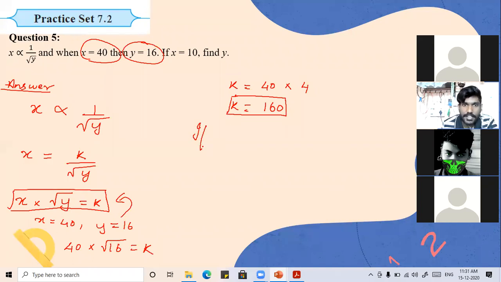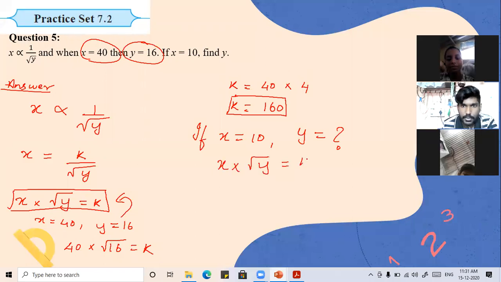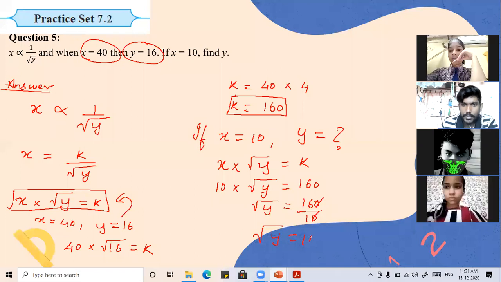Now in the question it is said if x is 10, we have to find out the value of y. Now we'll use our equation x into root of y equal to k. Substitute the values. X is 10. Y we have to find out, so keep root of y as it is. And k is 160. Take 10 on the other side, it will get divided by 160. So this is 160 divided by 10. 0 and 0 will get cancelled. So you'll get root of y equal to 16.